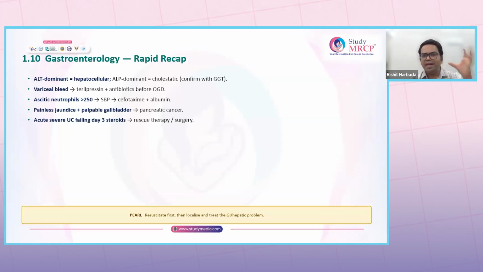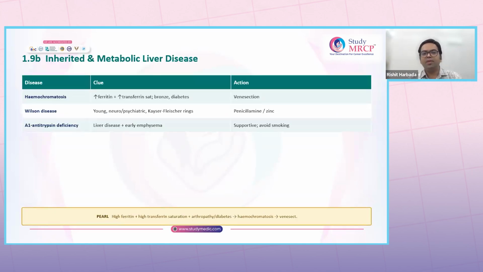So just a recap of what we have studied. Liver function test, see what is predominant, whether it's a cholestatic or a hepatocellular jaundice. Think about bleeding in the form of upper GI and lower GI bleeding. And if it's a variceal bleed in cirrhosis, always think about getting terlipressin. Ascites, portal hypertension, cirrhosis, always see the WBC count. If the patient has a palpable gallbladder with painless jaundice, think about pancreatic cancer, that is called a Courvoisier sign. An acute severe ulcerative colitis, think about rescue therapy like infliximab or cyclosporin, and surgery.